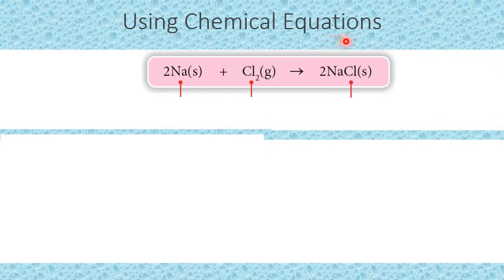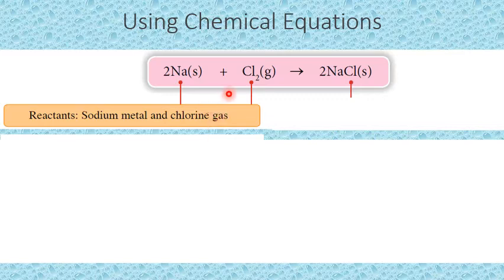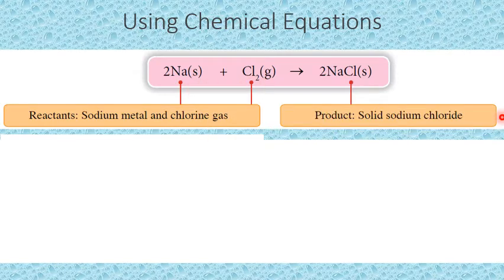Using chemical equations, a chemical equation can be interpreted qualitatively and quantitatively. From the qualitative aspect, chemical equations enable us to identify the reactants and products as well as their physical states. For example, the reactants here are sodium metal and chlorine gas, and the product is solid sodium chloride.